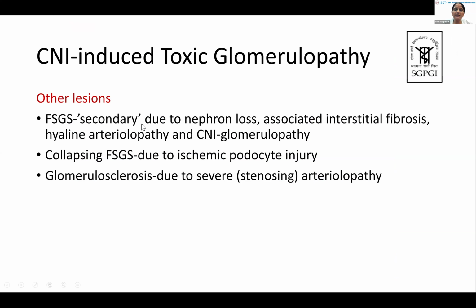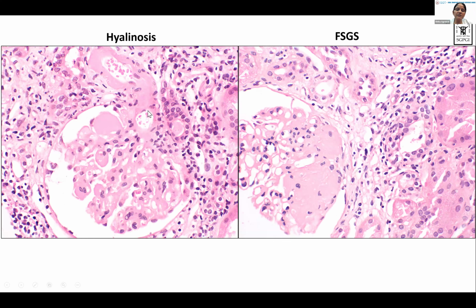So the other lesions which can occur because of CNI-induced toxic glomerulopathy are FSGS, which may be secondary due to nephron loss, associated interstitial fibrosis, hyaline arteriolopathy, and CNI glomerulopathy. It could be a collapsing FSGS due to ischemic podocyte injury. Sometimes, as I said earlier, in the later stages, you may have glomerulosclerosis due to severe arteriolopathy. So this is to show you the hyalinosis which is occurring in the hilar arterioles associated with hyalinosis in the glomerular tuft, which may later on then develop into a segmental sclerosis.